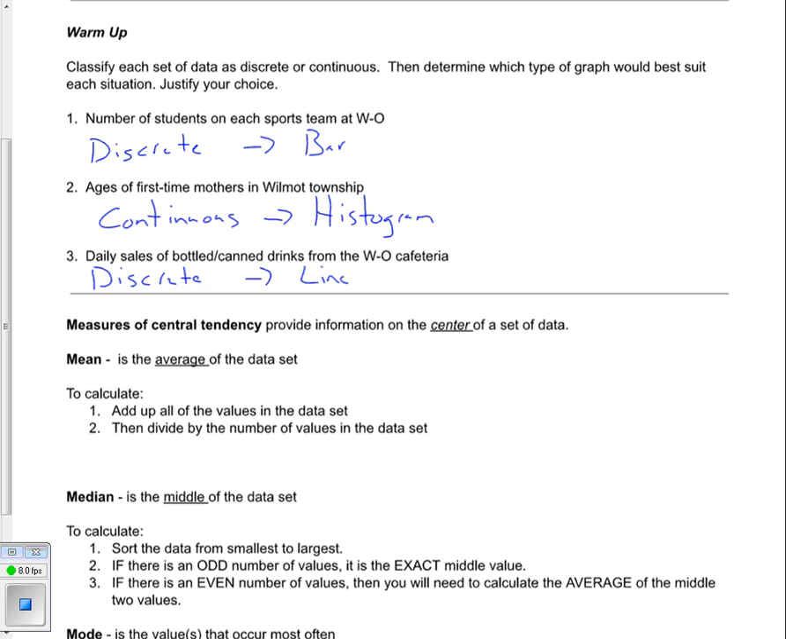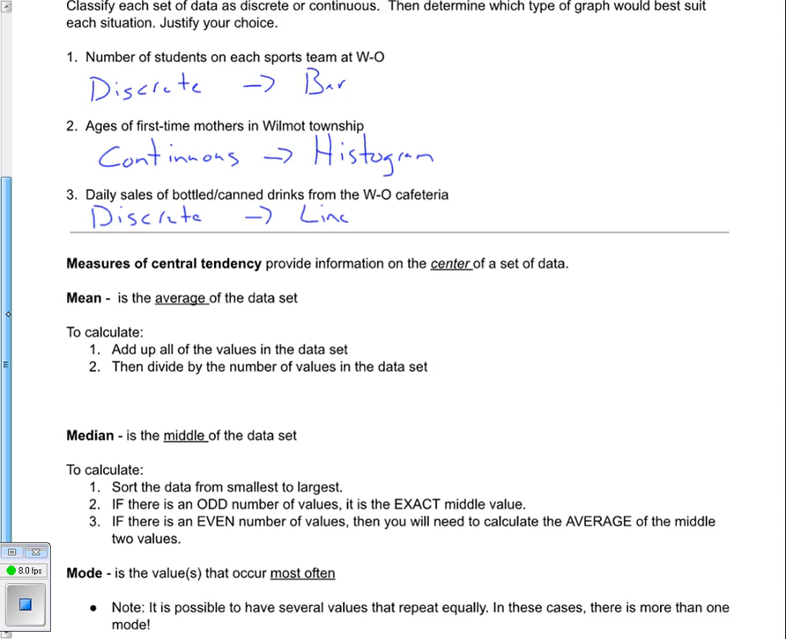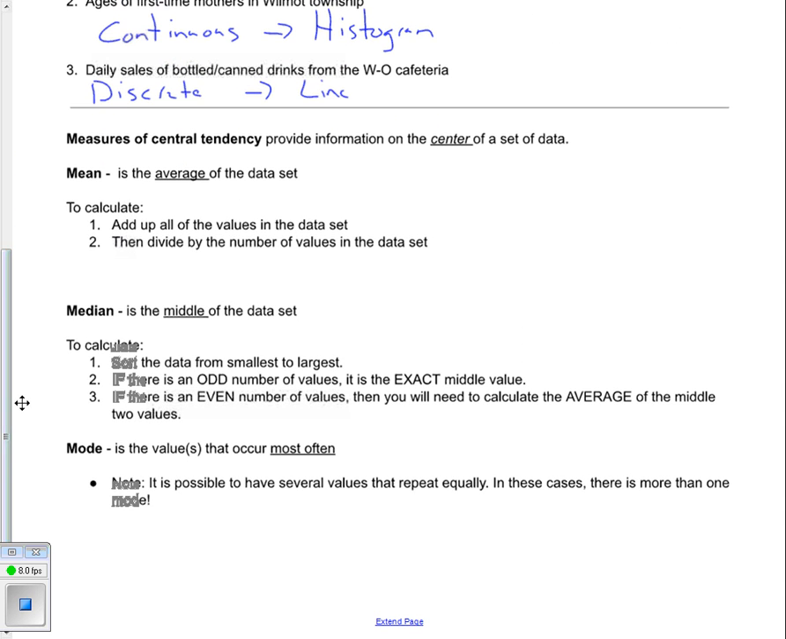Okay. So now we get into actually taking a look at measures of central tendency. And these are things that you've looked at before. Measures of central tendency provide information on the center of a data set. And a data set just means a set of numbers or a list of numbers. That's all it means. So a data set is just another way of saying a list of numbers. Just a fancy way of saying that.